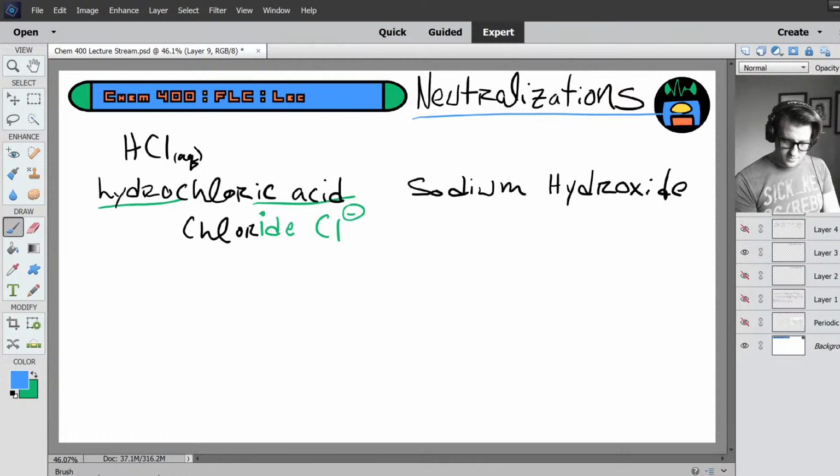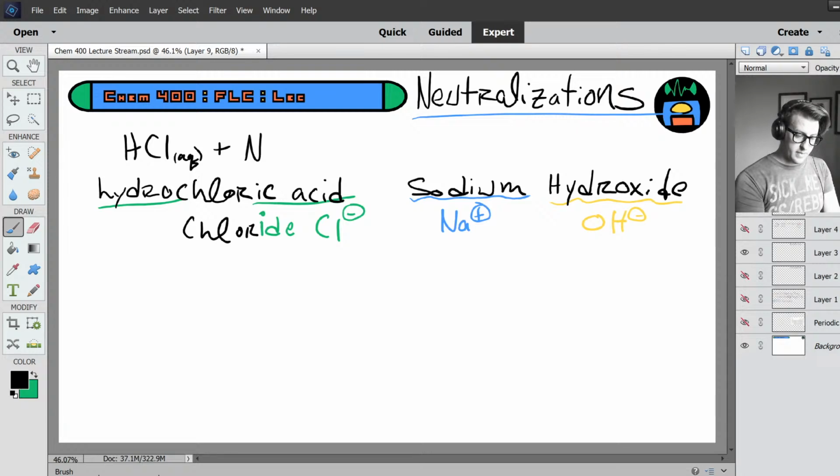Sodium is a cation with a charge of +1. We get that from the periodic table. And hydroxide, OH minus. So these combine in a 1-to-1 ratio. Sodium is always soluble, so it doesn't matter what you pair it with. It'll be in the aqueous phase.